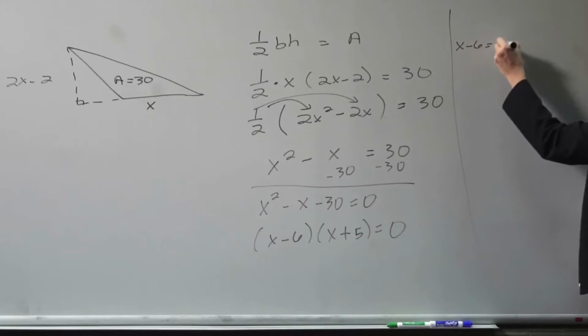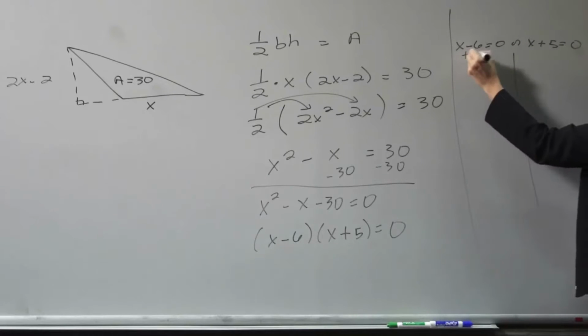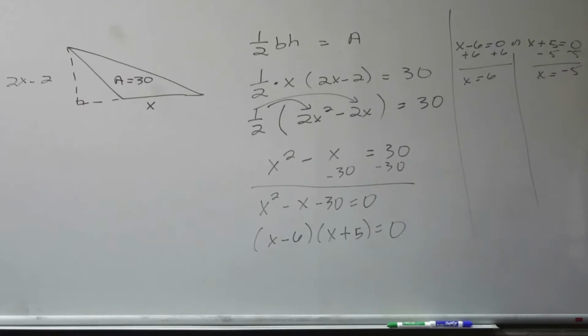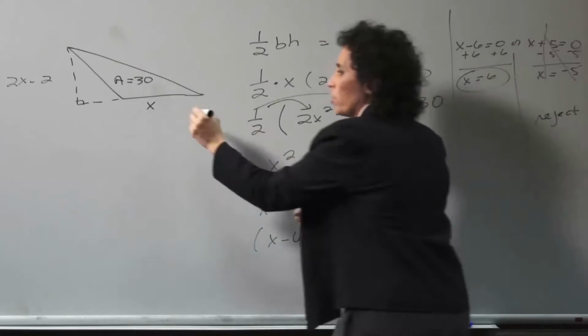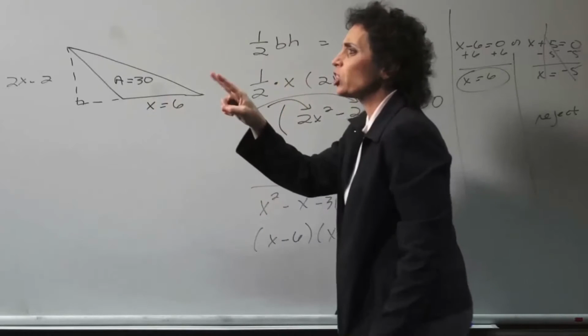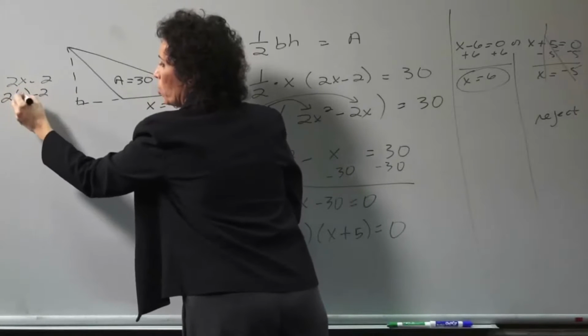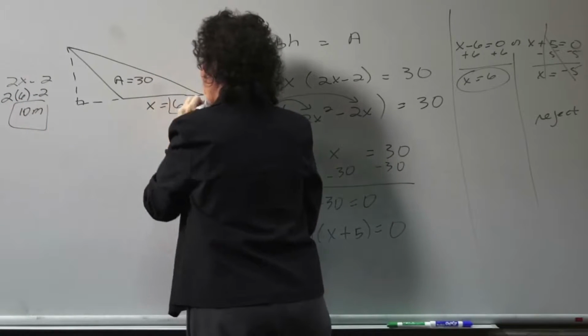So now let's finish solving this. x minus 6 equals 0, or x plus 5 equals 0. Almost home. Add 6, x equals 6. Subtract 5, x equals, what are you going to say to me? Reject, reject, reject. Why? Because it'll make those dimensions negative. Okay, x equals 6 is my answer, but not my full answer. x equals 6 tells me my base is 6 meters, and my height is 2 times 6 minus 2, which is 12 minus 2, or 10 meters. So I have my base and my height, and that's it.